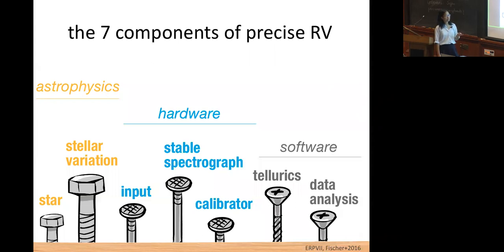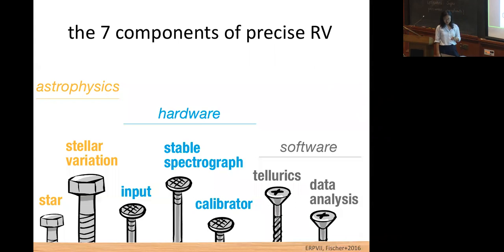How you deal with tellurics is very important because, especially in the near infrared, they're just everywhere. And then how you do the data analysis can also make a difference. So you want to make sure you hammer all of this down. It's like a big tent that's held up by all those seven components, and if you leave any single one of them out, you're going to have a large RV error budget.